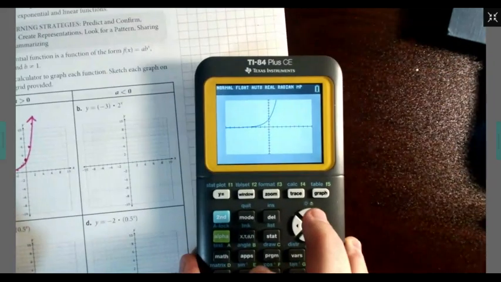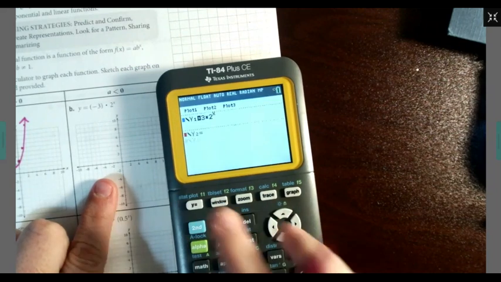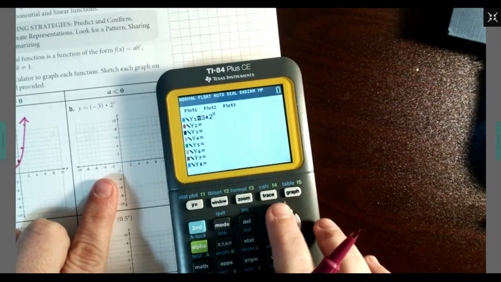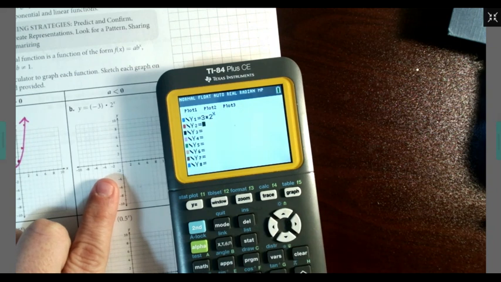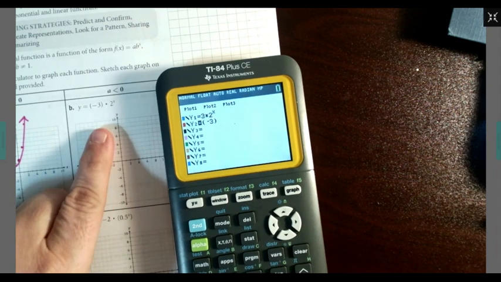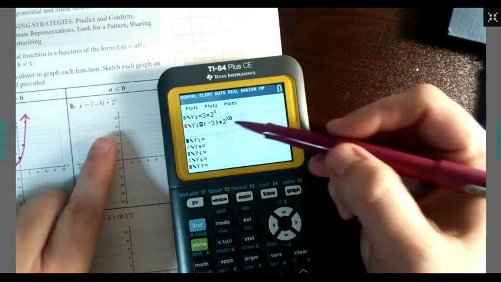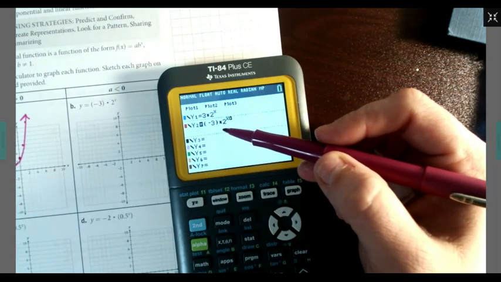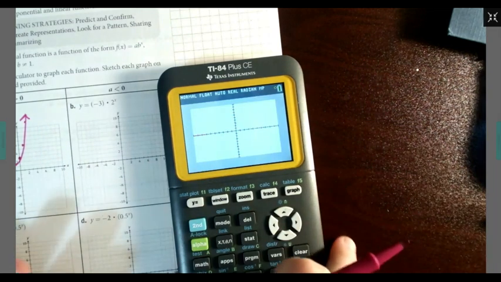All right, let's take a look at B. I'm just going to turn this off by pressing the equal key. I don't want to actually clear it out because eventually I'll be looking at multiples together. Negative 3 times 2 to the x power. Notice I put that 3 in parentheses because it is negative. And we're going to graph this.